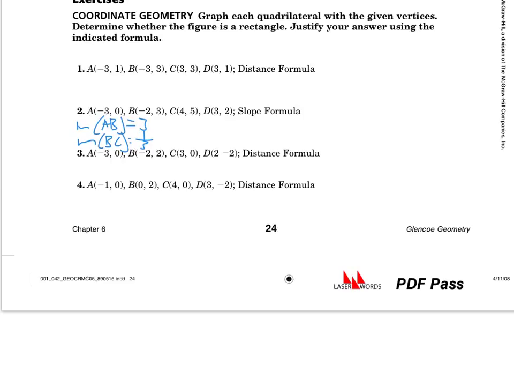So these are not perpendicular to each other, because the slope is 3 and 1/3, and the slopes would have to be opposite reciprocals in order to be perpendicular. So probably not going to be a rectangle, but we'll keep going. The slope of CD: 5 minus 2 is 3 over 1, which is 3, so that's good. And DA is going to be 2 over 6, which is 1/3. So it's definitely a parallelogram.